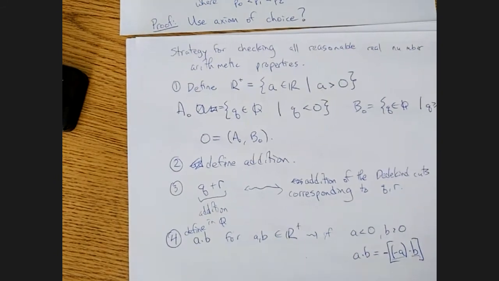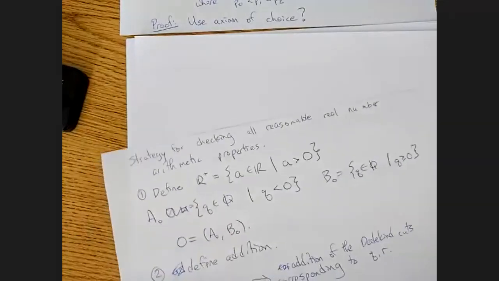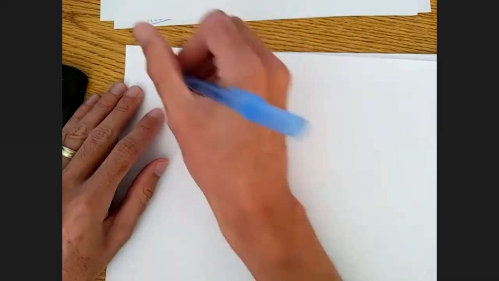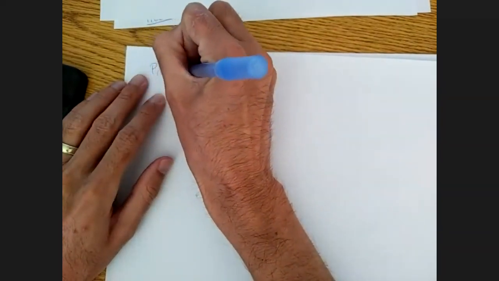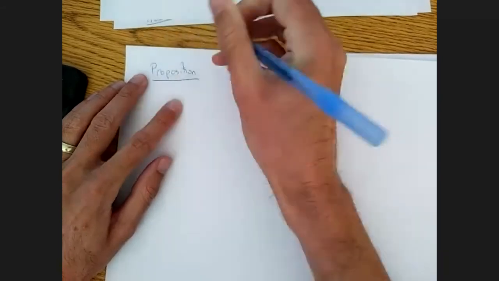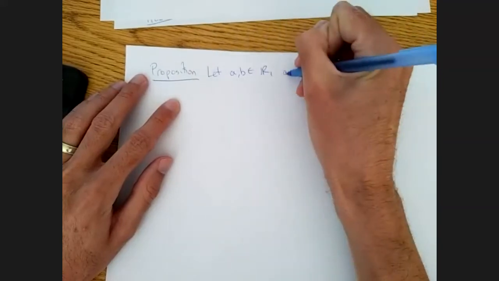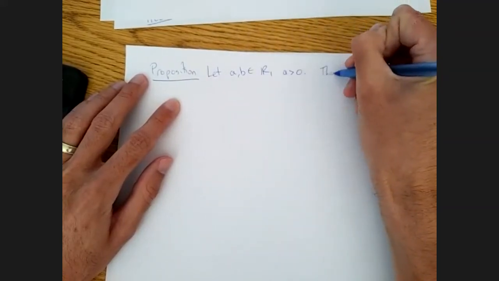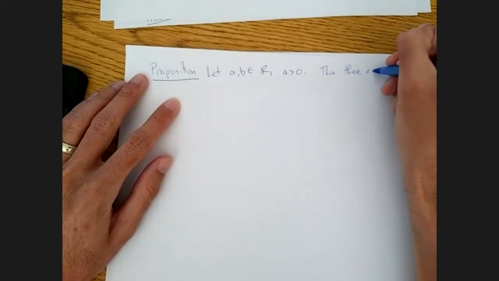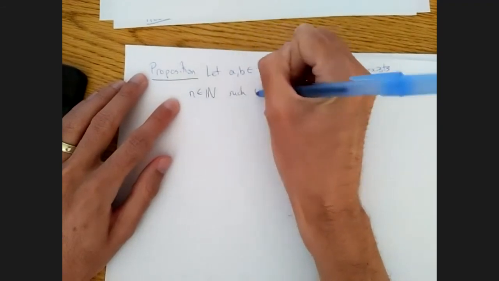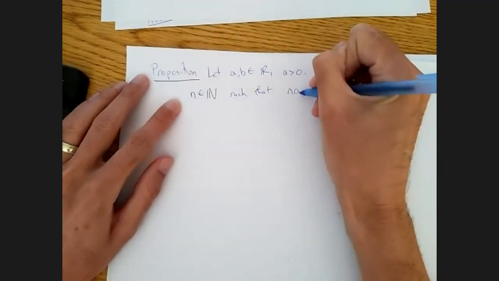Let me mention one of the highlights. I started writing it down before I realized I had to wait to do it. Let A and B be real numbers, A positive. Then there exists a natural number N such that NA is greater than B.